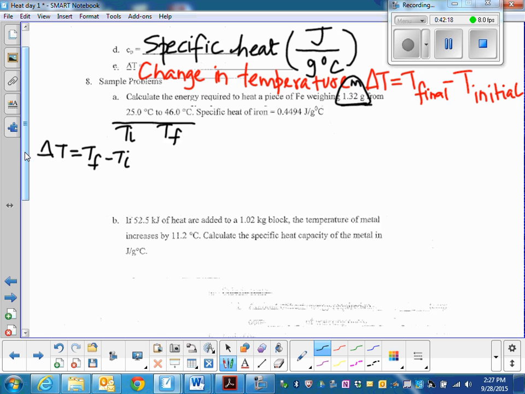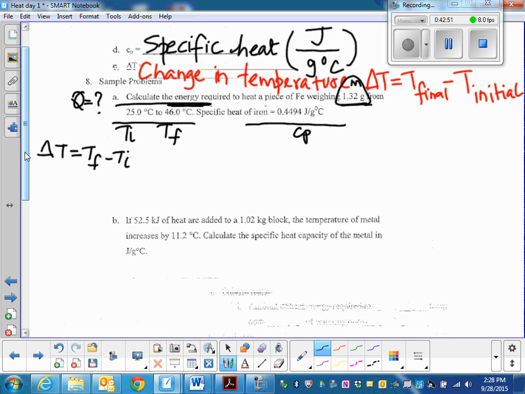Do you guys agree? Okay. Now, Andrew, what is 0.4494 joules per grams per degree Celsius? What is that? That is my Cp. Everybody good? Did we locate the variables in the given problem? So what are they asking us to solve for? Calculate the energy. What are we solving for? Q equals what? You're solving for Q.